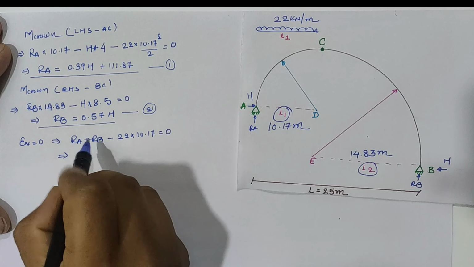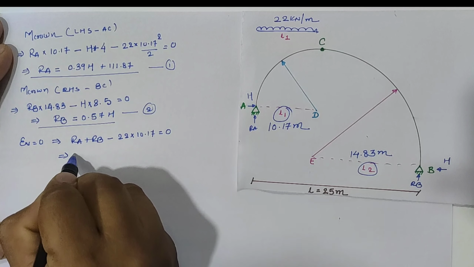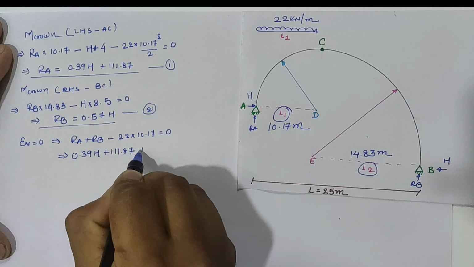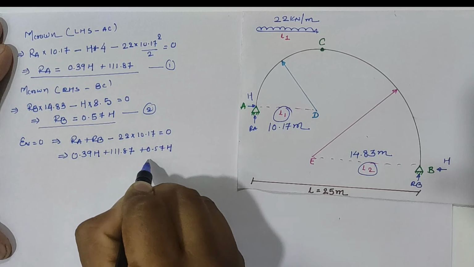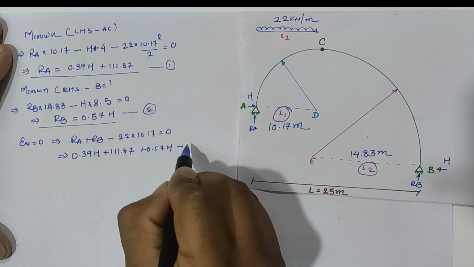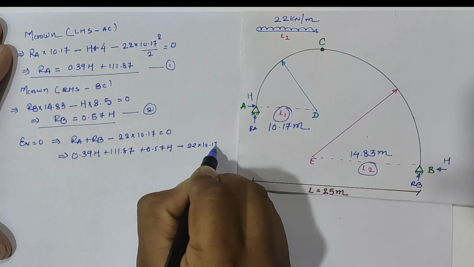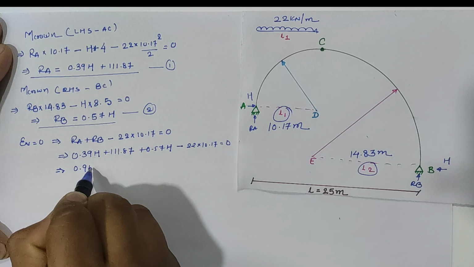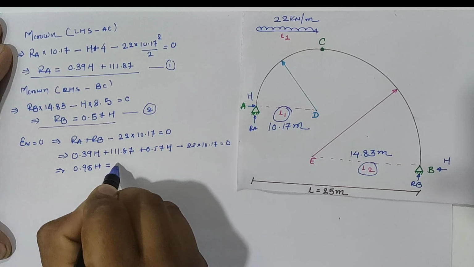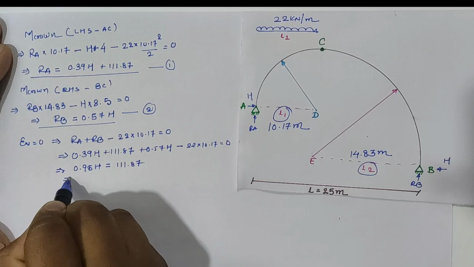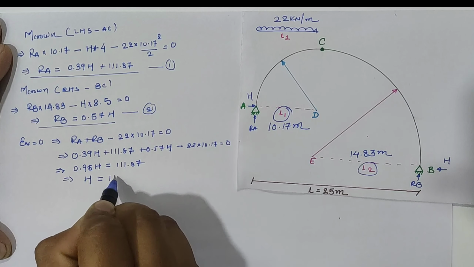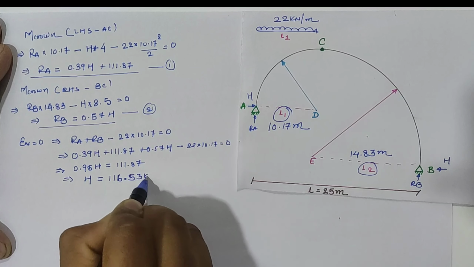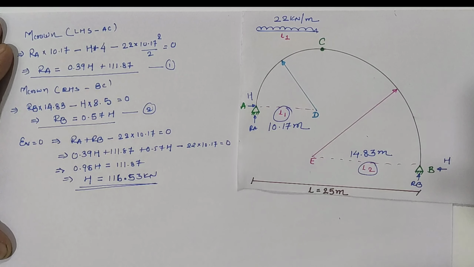Now putting the value of RA and RB from equations 1 and 2, we will have 0.39 H plus 111.87 plus 0.57 into H minus 22 into 10.17, which is equal to 0. Hence we will have 0.96 H is equal to 111.87, and H value is equal to 116.53 kilonewton. So our horizontal thrust is 116.53 kilonewton.